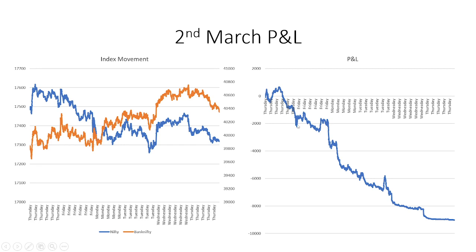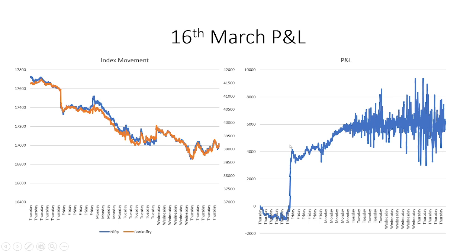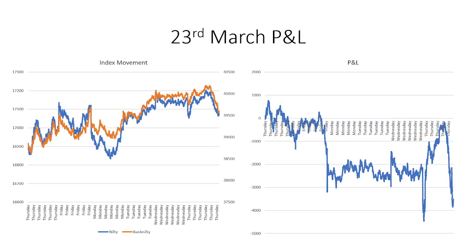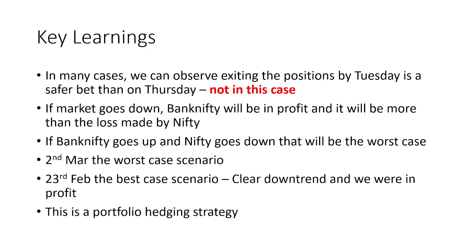And this is where I said worst case scenario, this is exactly what I said: Nifty is coming down, Bank Nifty is going up, which is exactly what we don't want, because of which we are ending in the worst case scenario here. And other than that, here you see the market is going up and down, same with the P&L. And this is a clear downtrend, we are making profit. This is almost a clear uptrend, we are losing. This is again the same graph, we are losing. So this is how it is in the strategy.